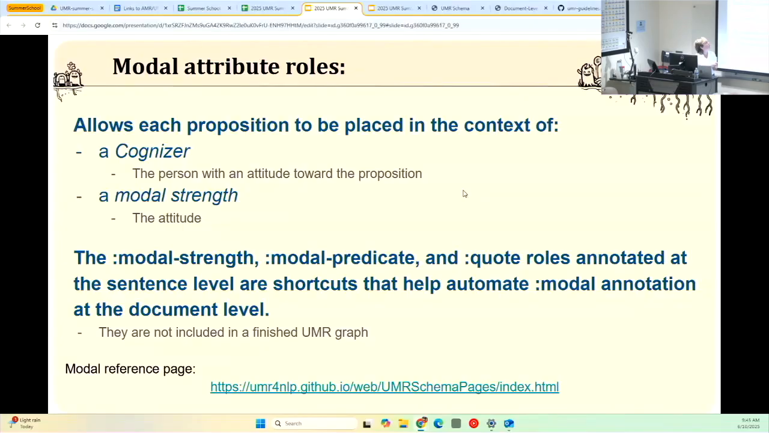So I think the two main things we still need to go over are the modal strength, and then the document level graph. So I've saved modal for last. It took me several years of working with this to finally understand that the modal strength relation is not actually a part of the finished UMR graphs. Its intention is that it's kind of a shortcut. So when you're doing your sentence level annotation, every time you have an event, a UMR event, which we'll define, you add this modal strength to it, and then it gets digested by the UMR writer and turned into a document level annotation.